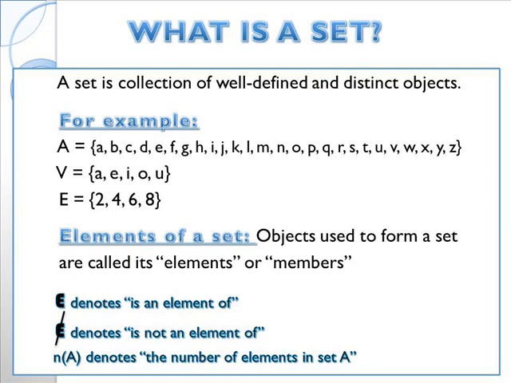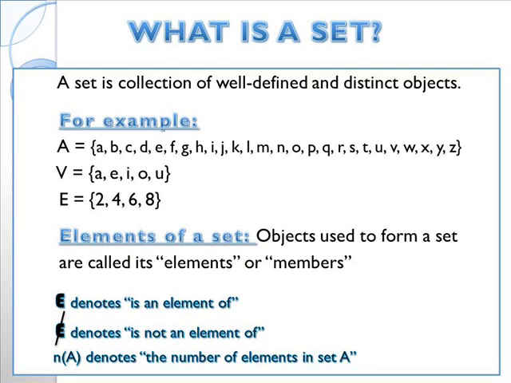By convention, we use capital letters to denote a set and small letters to denote the elements in a set. But sometimes elements can be written in capital letters. Here you can see in the examples that A is the set of alphabet that refers to the whole set of letters. V is the set of all the vowels in the English alphabet. And E is the set of even numbers less than 10.